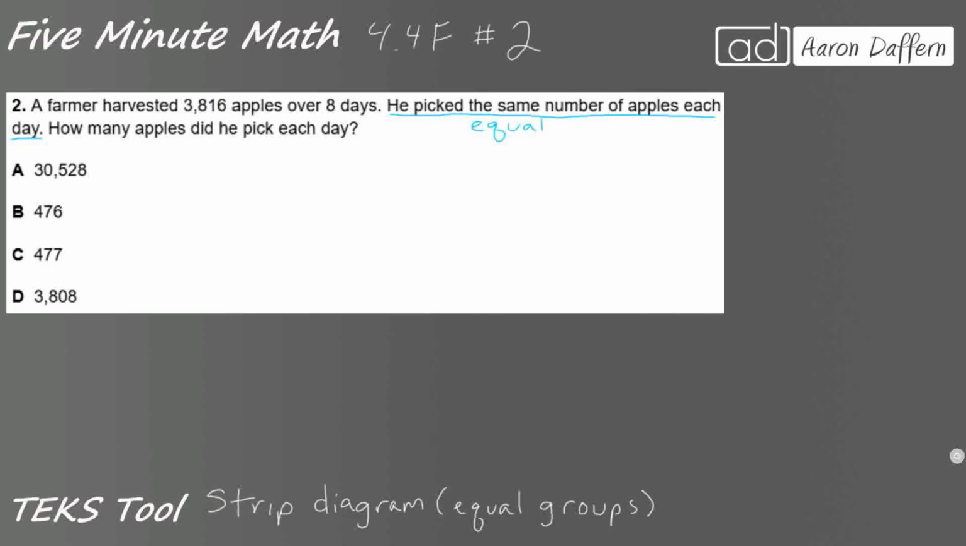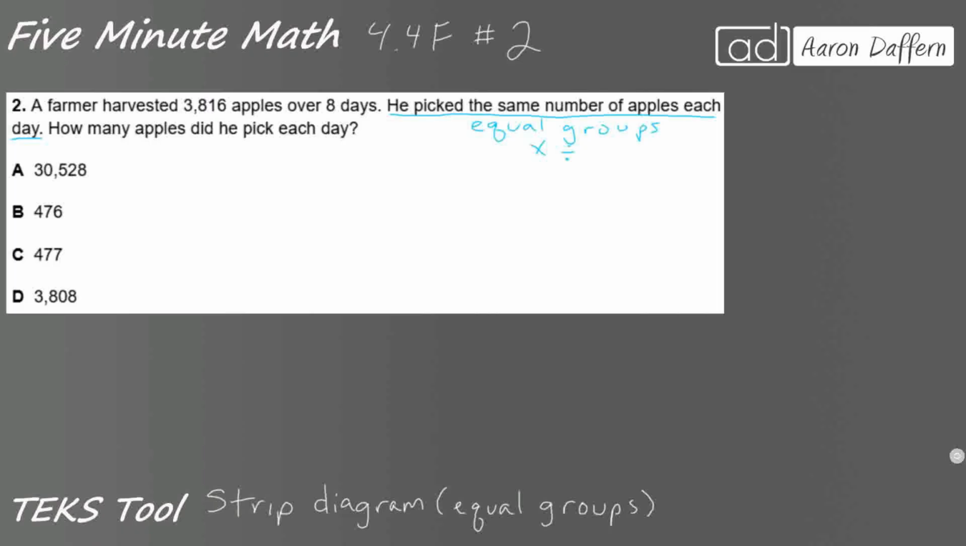apples picked each day. Whenever we see equal groups, that should make us think we are going to either multiply or divide. And it really depends on what we have of the next three. We're going to have the total, the number of groups, and the number in each group. We'll have two of those, and then we'll be looking for the third. So let's look at the quantities we have. We've got 3,816. We have 8. What do these numbers tell us?